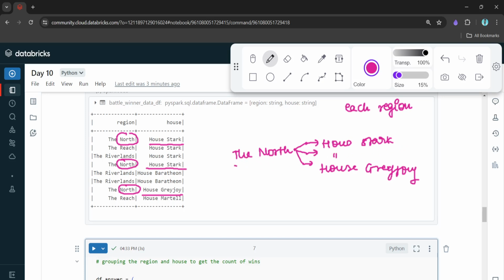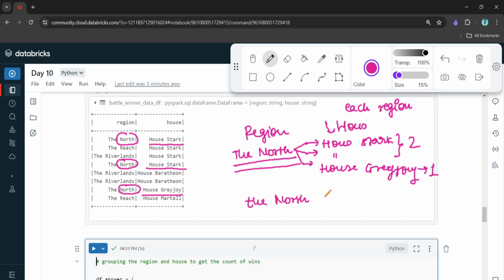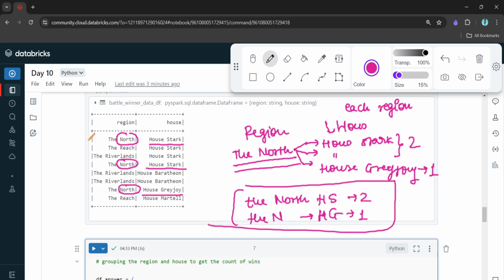So what will we do if we aggregate on the region and house? For this one we will get 2, and for this one we will get 1. So it would be like this: the north, house Stark, 2 count, and for the north, house Greyjoy, we will have 1, right? So we will get 2 records out of these 3 records.